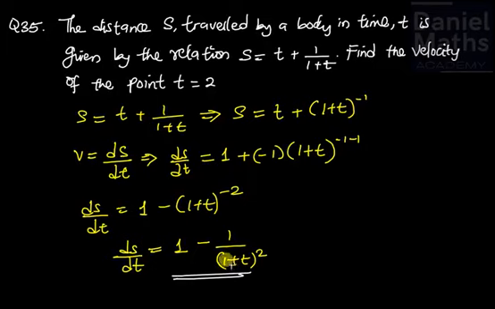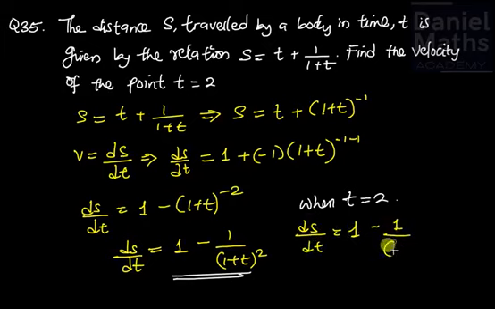And then at this point, we could go ahead to find the second part. We're asked to find the expression when t is equal to 2. So when t is equal to 2, this gives us that ds over dt is equal to 1 minus 1 all over (1 plus 2) all raised to the power 2.